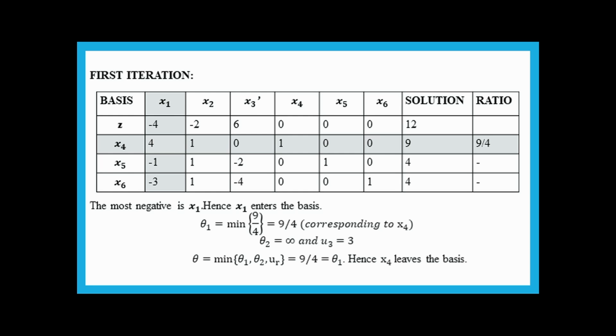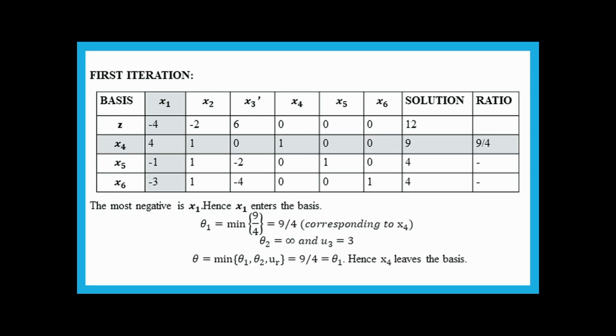Now we can calculate theta 1 equal to minimum of solution divided by pivotal column. 9 divided by 4 is equal to 9 by 4, which is a ratio. Here x5 and x6 have negative values which cannot be used to calculate the ratio. Minimum of 9 by 4 is equal to 9 by 4, corresponding to the variable x4. Here all entries are greater than or equal to 0, so theta 2 is equal to infinity. And u3 is equal to 3, which is the upper bound of x1. Theta is equal to minimum of theta 1, theta 2, u, which is equal to 9 by 4, which is equal to theta 1. We can use the simplex method.